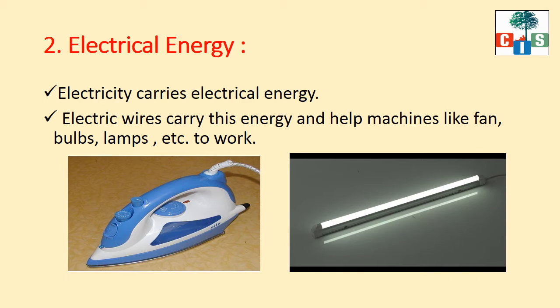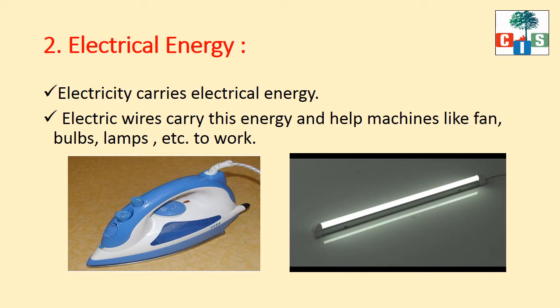So, this electricity carries which energy? Electrical energy. So, electricity carries electrical energy. Now, how does this electricity come to our home? Yes, it comes with the wires. So, the electric wires carry this energy and help machines like fans, bulbs, lamps and so many other appliances to work. Here you can see the picture of an iron. Can you iron your clothes or press your clothes without electricity? Not at all. We need electricity.